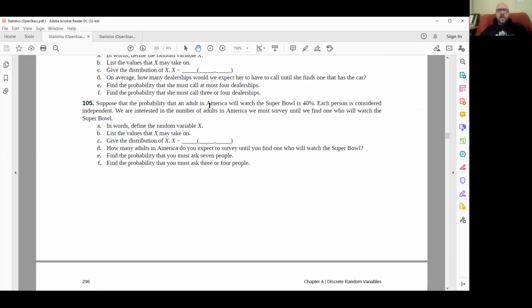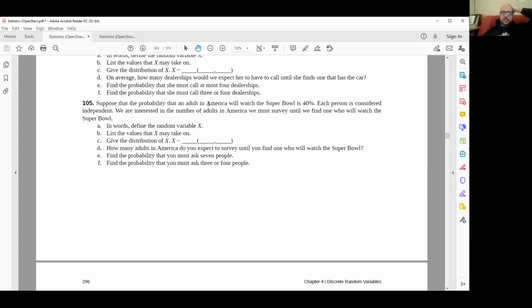Suppose the probability that an adult in America will watch the Super Bowl is 40%. And they say each person is considered independent. I hate how they say that. That's almost certainly not true, but we're just going to roll with that. We are interested in the number of adults in America we must survey until we find one who will watch the Super Bowl. So I presume what we're going to do is dial a random phone number and ask the person, hey, are you going to watch the Super Bowl?